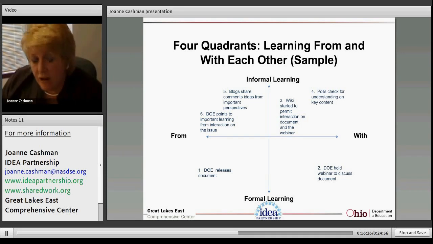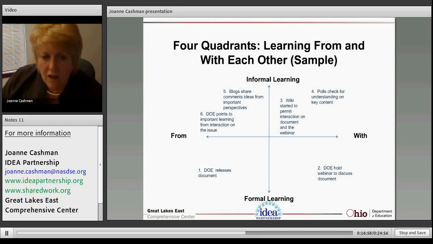So let's take a look at number two. It's still in the formal learning because it's on the bottom of our screen, but it's more in the right side of the screen. So you're doing this with individuals. You're going to hold a webinar and there'll be some opportunity for questions. So it's not just something that's presented to people. It's presented, but there's also a little bit of interaction. So we're moving it more to this side of the screen.